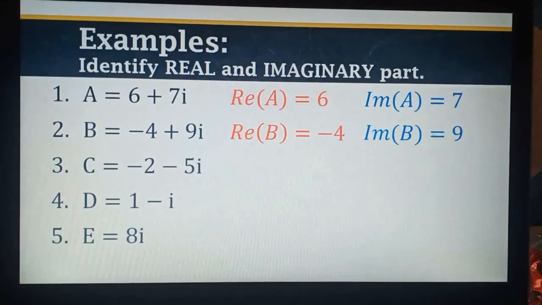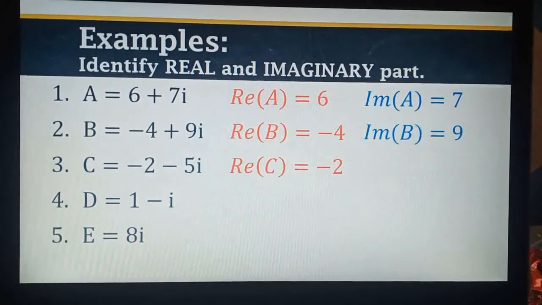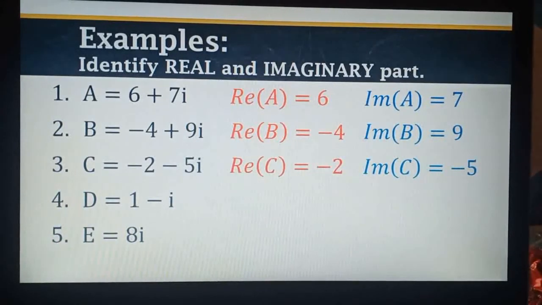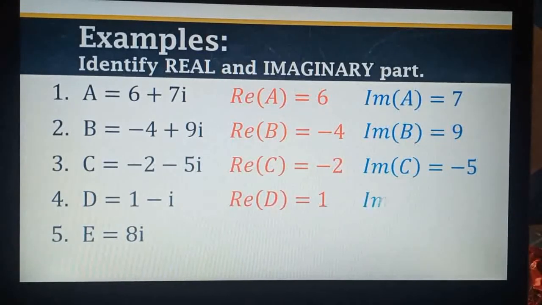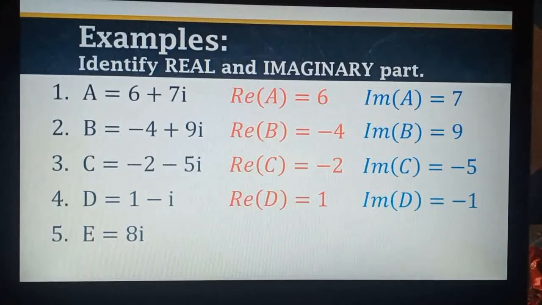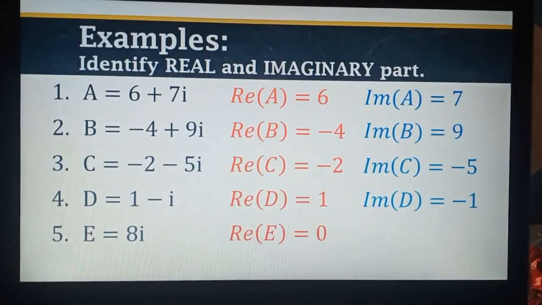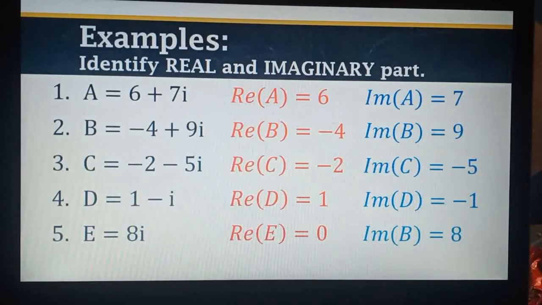While complex C is -2 minus 5i. The real part is -2, and the imaginary part is -5. Then for complex D, which is 1 minus i, the real part is 1 and the imaginary part is -1. Then for the last complex, E, given as 8i, you will notice that the term is composed of just the imaginary part. Therefore, the real part is equal to 0 and the imaginary part is equal to 8.